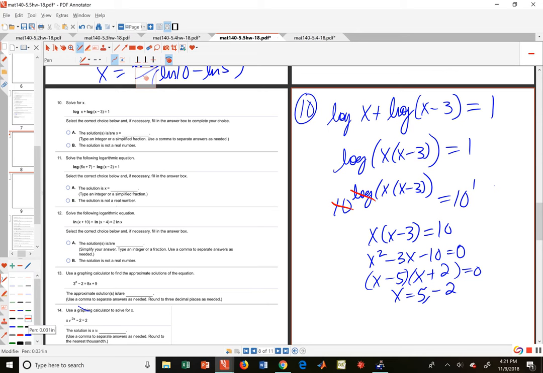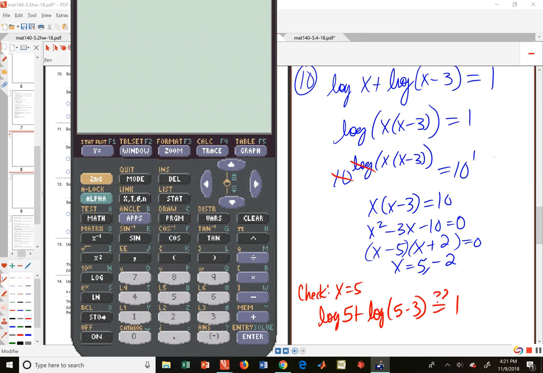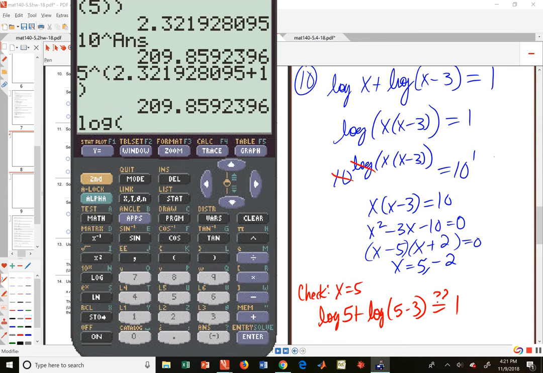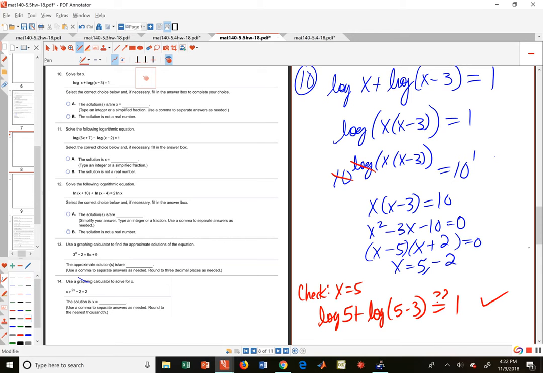So you've got to go back and check your answers. Here's our check. Let's do x equals 5. This one actually works. The log of 5 plus the log of 5 minus 3 is supposed to be 1, and you can check it on your calculator. Just type it in: log of 5 plus log of 2, and see if it comes out to be 1. And it does. It verifies.